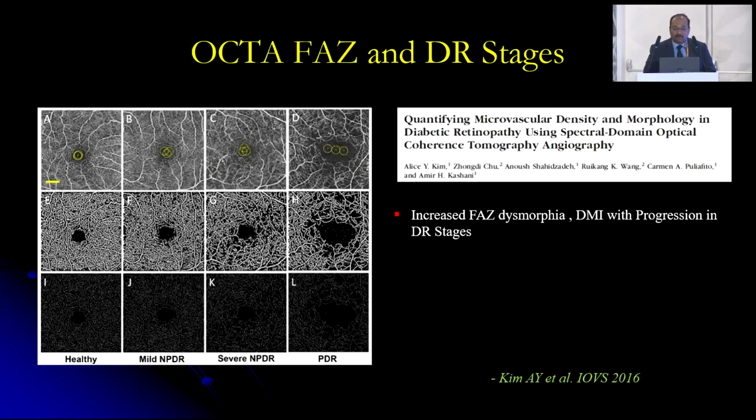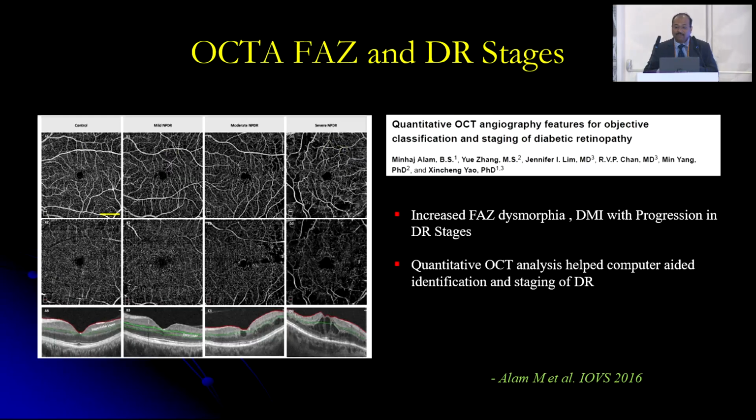Now, OCTA FAZ and the diabetic retinopathy changes. Kim et al. did a very elegant study and were one of the first to show us that increasing FAZ dysmorphia and diabetic macular ischemia definitely happens as you progress with the diabetic retinopathy stages. As you can see, from healthy to PDR, the FAZ is continuously increasing. So not just is a manifest retinopathy increasing, but there is also a slight push towards ischemia. And Alam went forward and quantitated these OCT analyses and helped with computed identification and staging of DR.